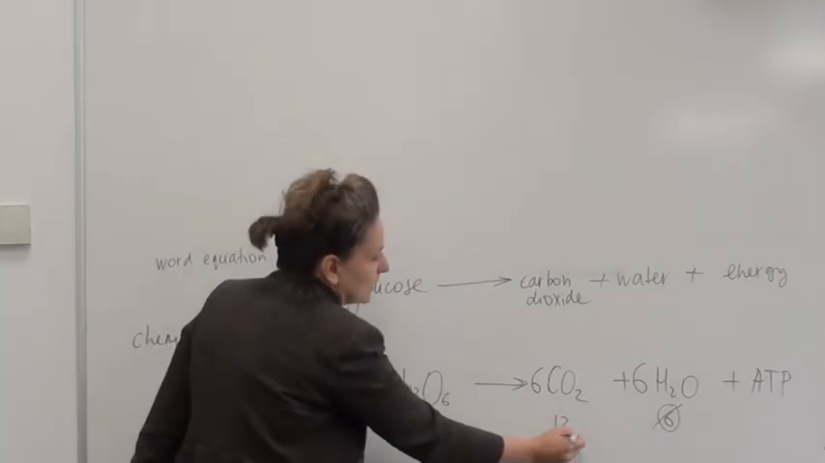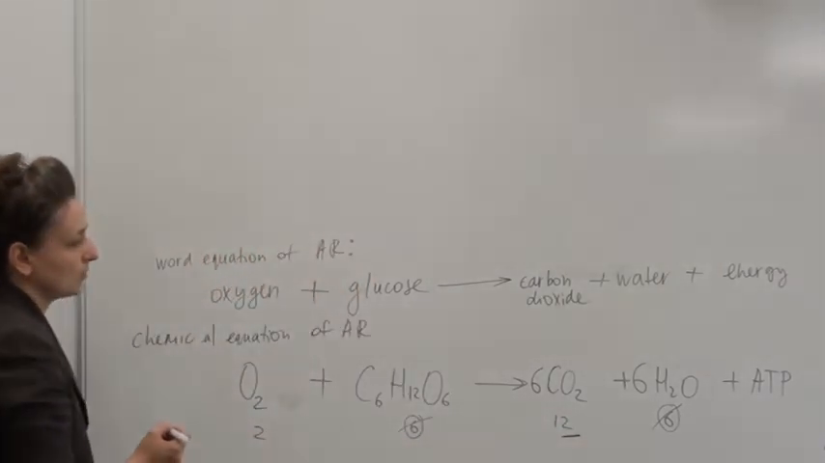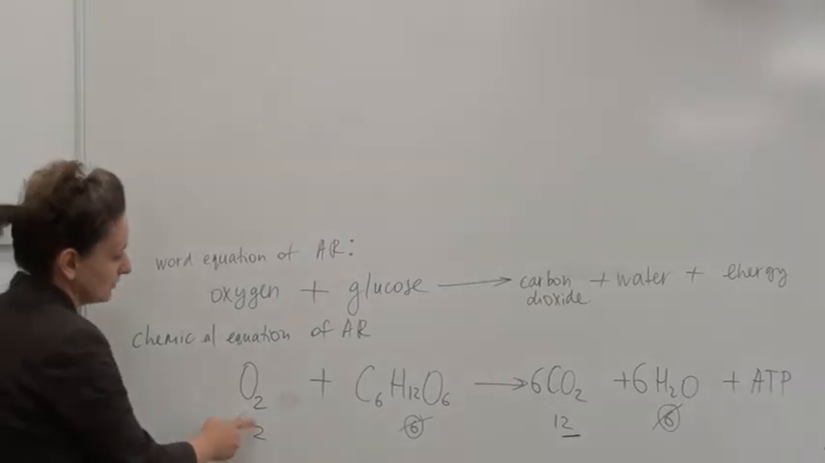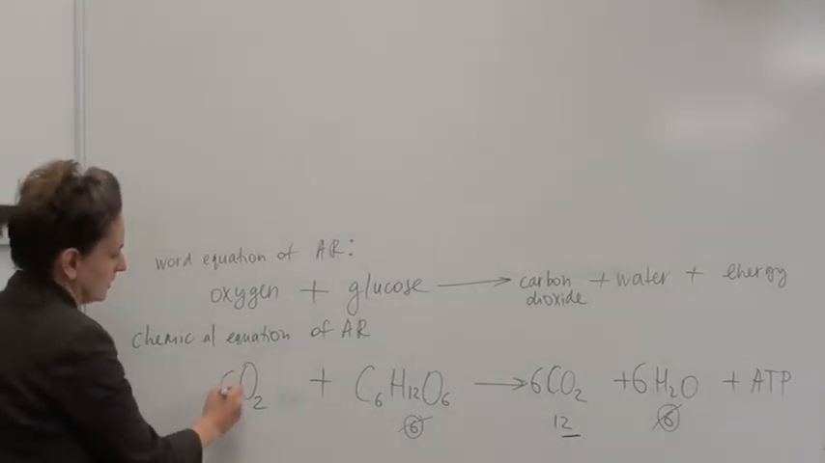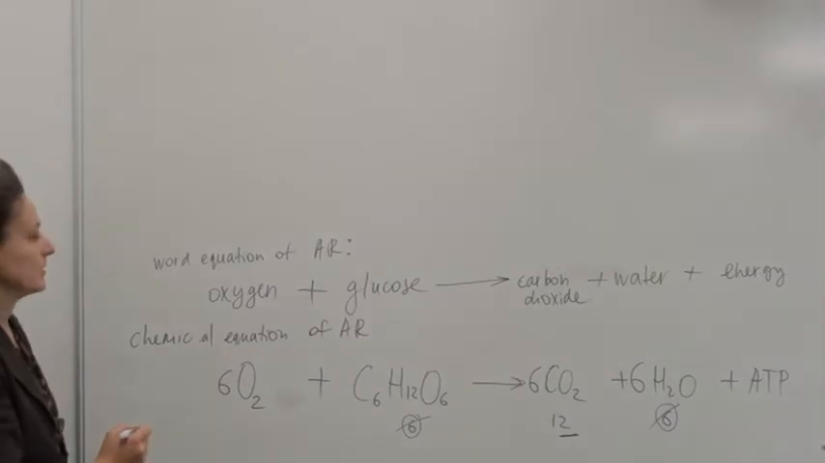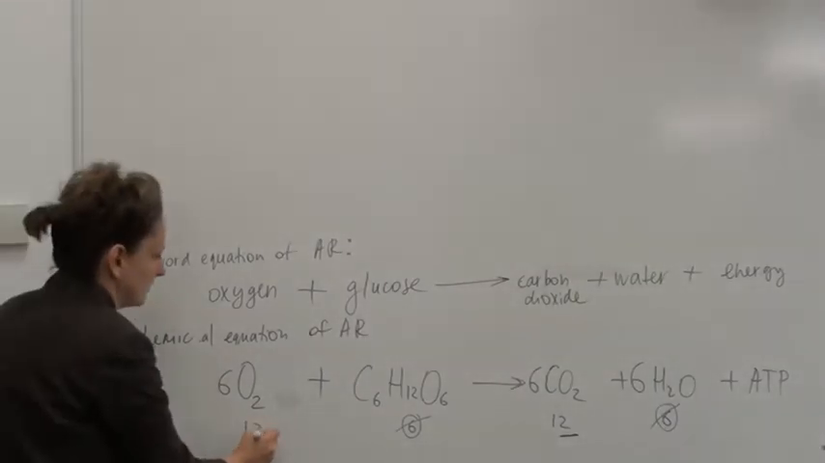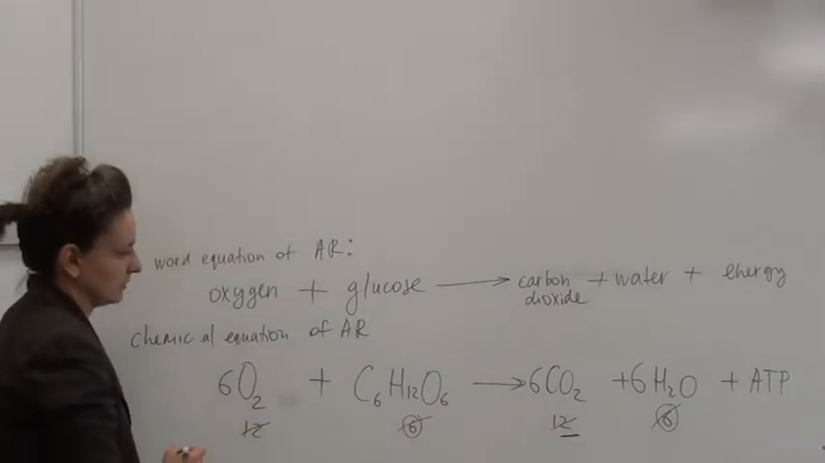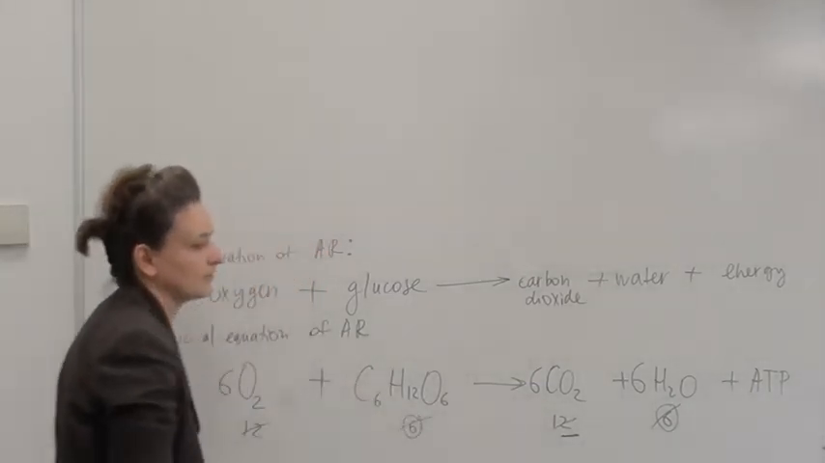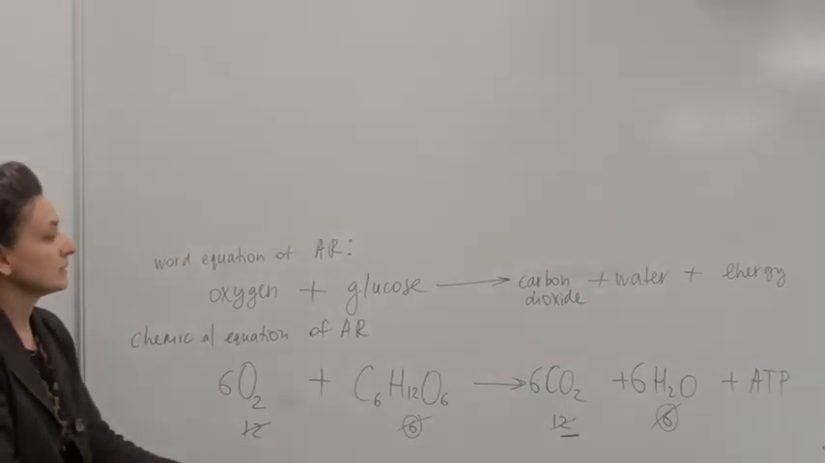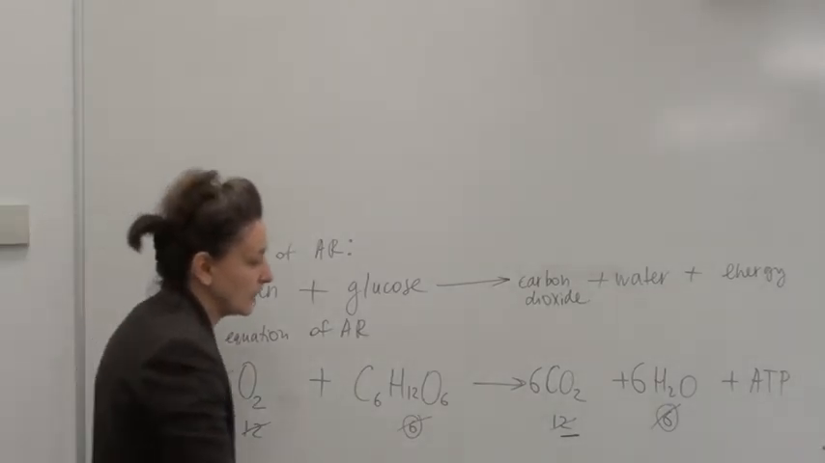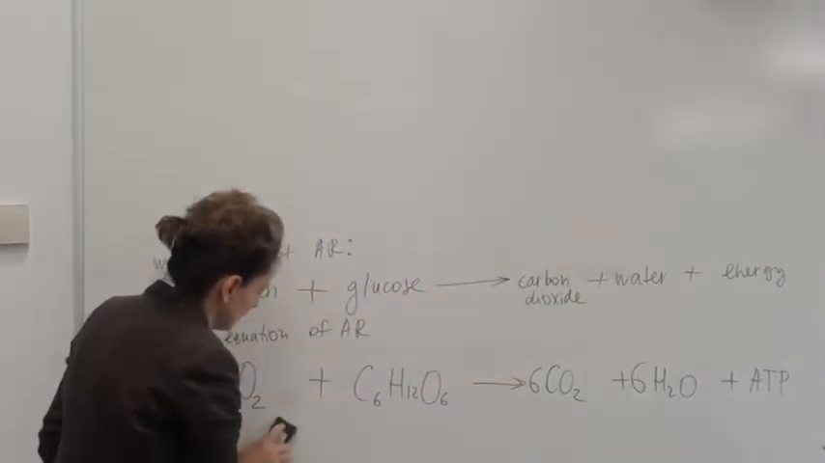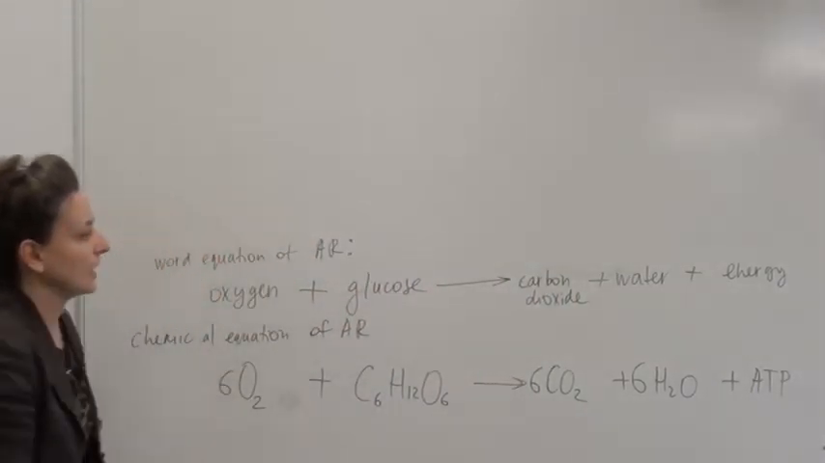So I've got 12 oxygens in carbon dioxide, and I only have 2. So to make it balanced, I just need to put 6. So 6 multiplied by 2, 12. So 12 and 12 equal, so we've got equal number, and again 6 and 6. So on both sides you have now 18 oxygens, which is the balanced equation. So that gives you the balanced equation for aerobic respiration.